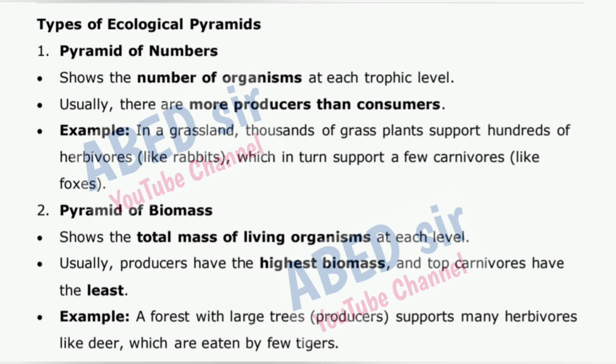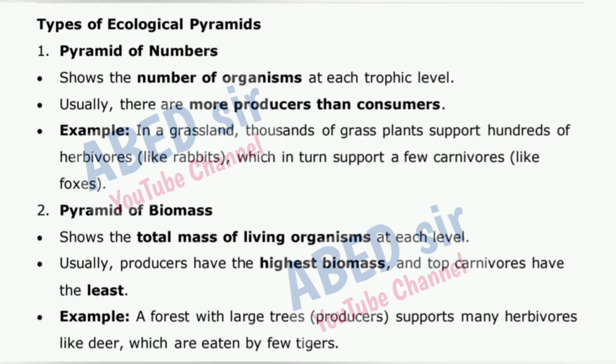Types of ecological pyramids. 1. Pyramid of numbers. Shows the number of organisms at each trophic level. Usually, there are more producers than consumers. Example: in a grassland, thousands of grass plants support hundreds of herbivores, like rabbits, which in turn support a few carnivores, like foxes.